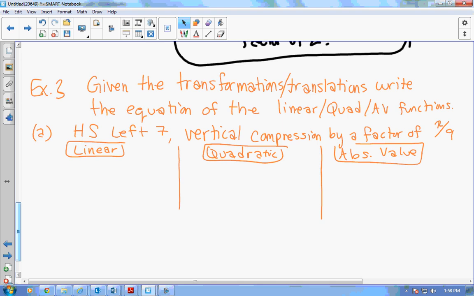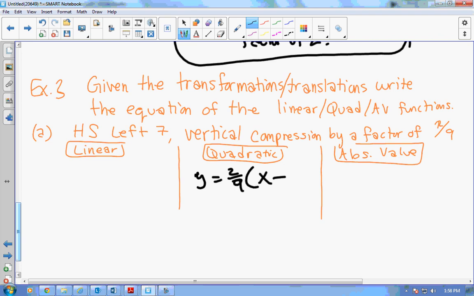For quadratic. Can you do it on the smartboard? Thanks. In the middle section for the quadratic. Thumbs up, thumbs down. What do you think? She wants to know if it's right or wrong.